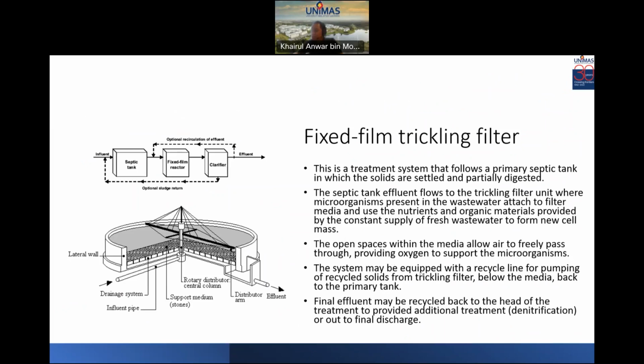The system may be equipped with a recycling line for pumping recycle solids from the trickling filter below the media back to the primary tank. Final effluent may be recycled back to the head of the treatment to provide additional treatment, denitrification, or out to final discharge. The concept is similar to the trickling filter.